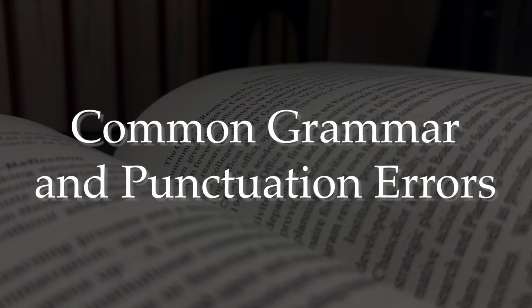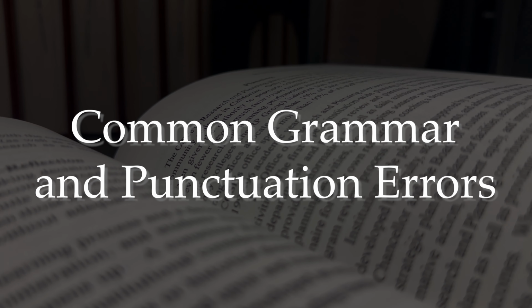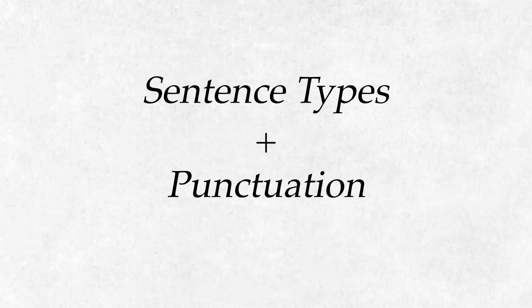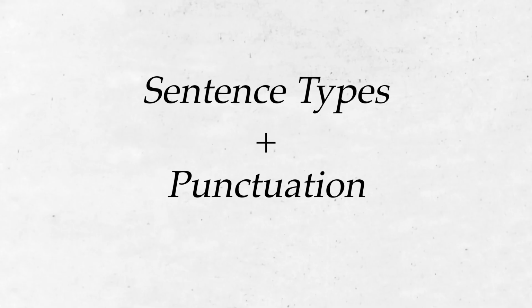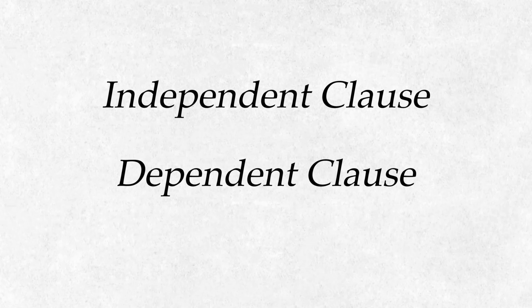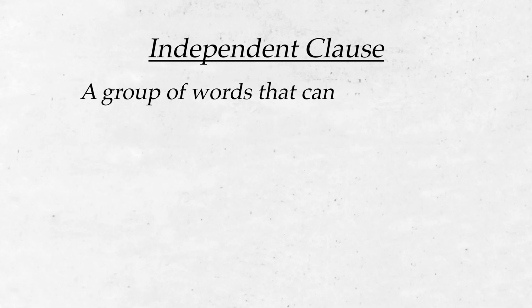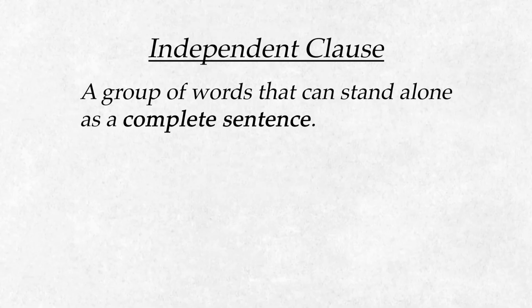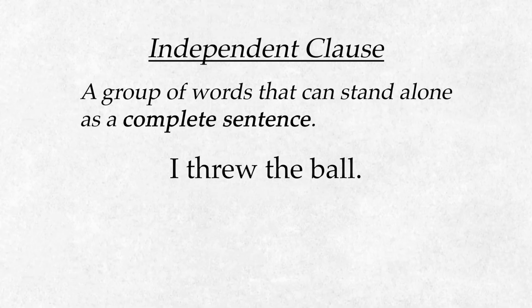Today, we will talk about common grammar and punctuation errors. Before we discuss the various sentence types and how to punctuate them correctly, you must be familiar with two terms, the independent clause and dependent clause. An independent clause is a group of words that can stand alone as a complete sentence. For example, I threw the ball.